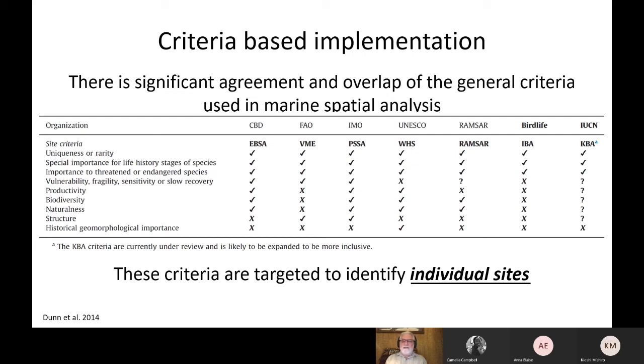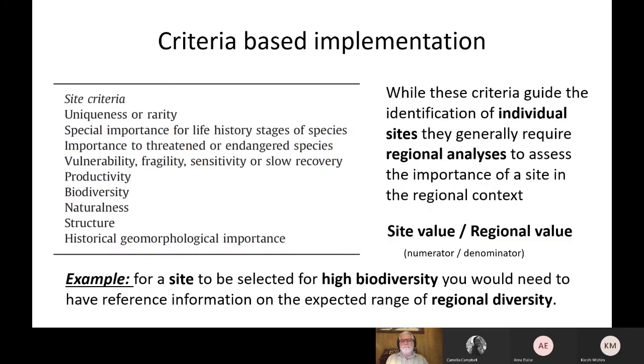One thing to note, though, is these criteria are targeting individual sites or individual areas. So when we're thinking about applying these criteria, we're thinking about individual sites or areas, but often you need to have a regional context to be able to judge whether or not a site actually is important. For example, if a site is noted to have high biodiversity, you would have to have knowledge about the regional biodiversity to be able to evaluate it. So in some ways, the site value has to be compared to the overall regional value, somewhat like a numerator and a denominator in an equation.